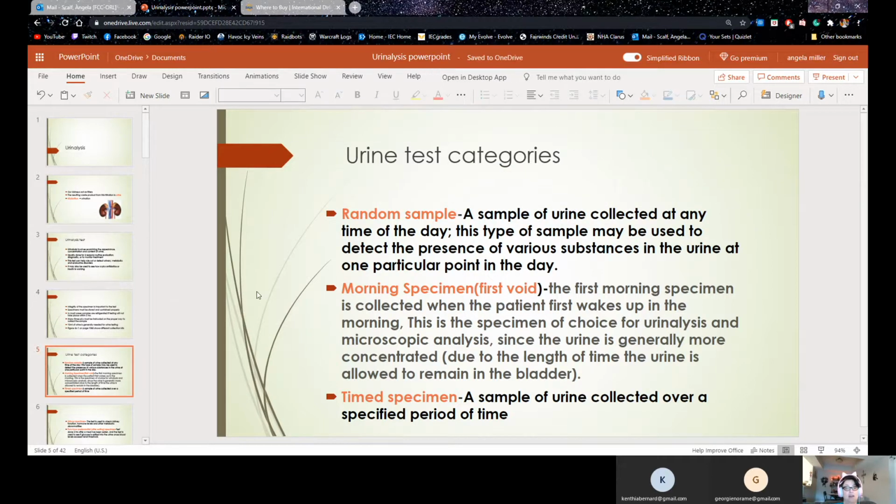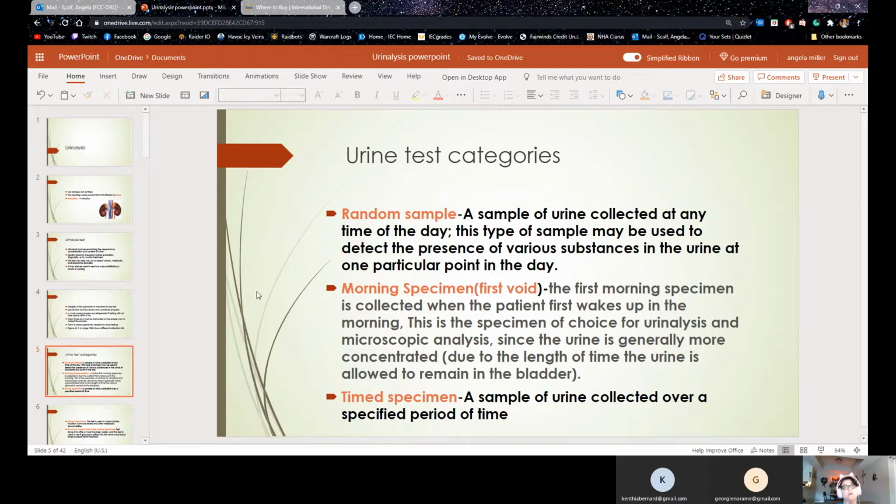Okay, so we have different types of urine tests. We have a random. That means, just like it sounds, you walk in the middle of the day, no special drinking or eating of anything, you've just had a normal day, and you go in and urinate in a cup. That's a random, and it's used for lots of different things, and it's the most common that we'll do.